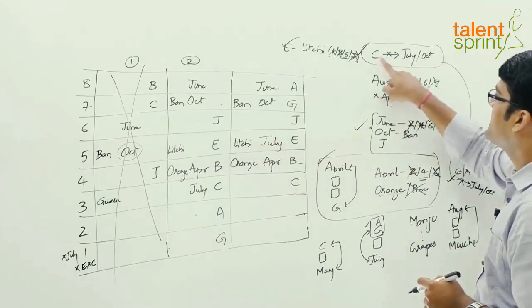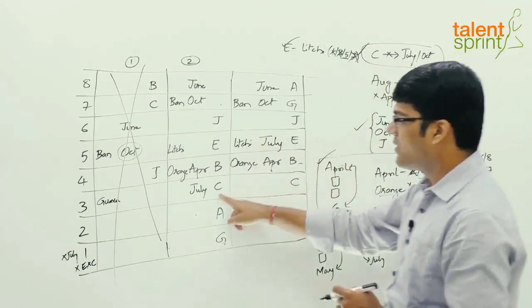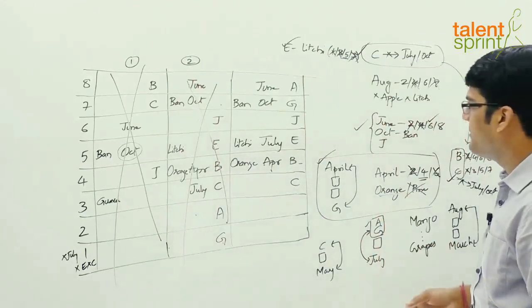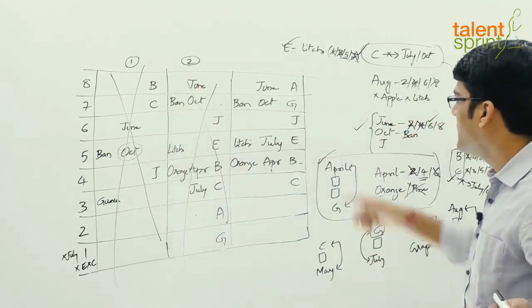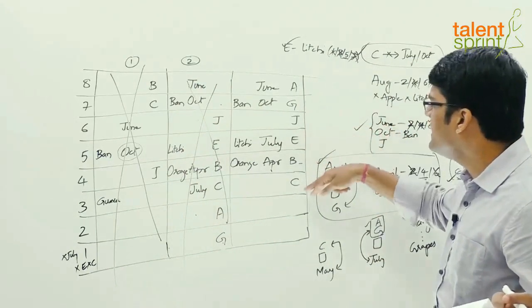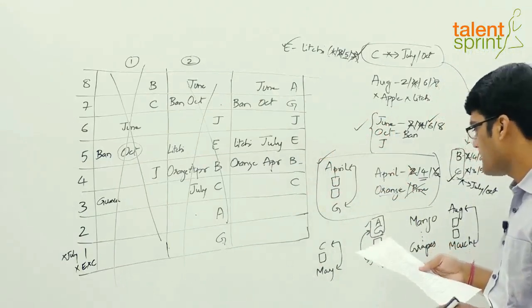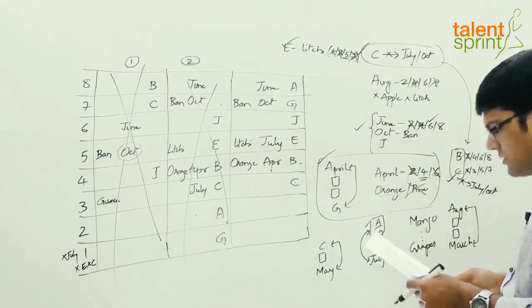But see, we know that C was not born in July. Here, according to this, C comes for July. So, this case is wrong. Done. I think persons are largely done. Who is left out now? A, B, C, E, G, J are done, right? So, who are left out? D and H. Anything given with respect to D and H?